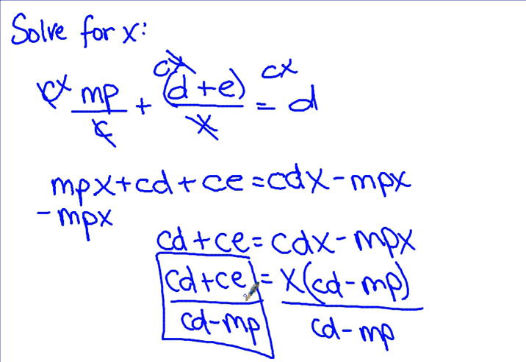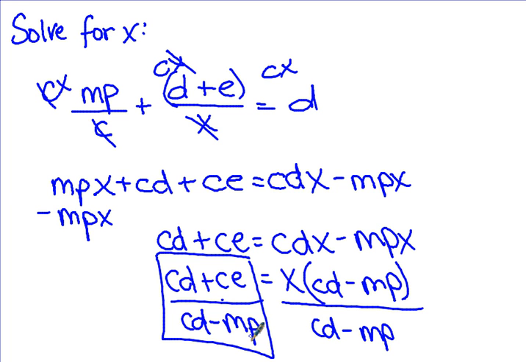Now note, in the solution we have cd plus ce over cd minus mp. Those cd's cannot cancel out because they have to be in every single term. So since there's not a cd along with this e, and there's not a cd along with this mp, we can't cancel the terms out, so the solution remains cd plus ce over cd minus mp.